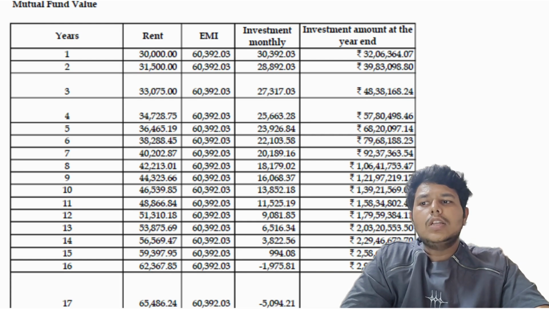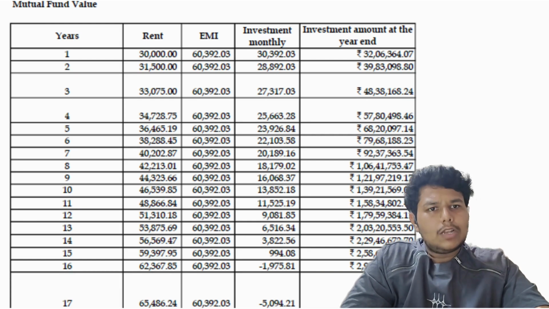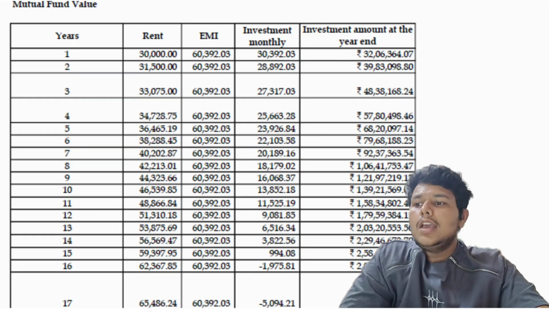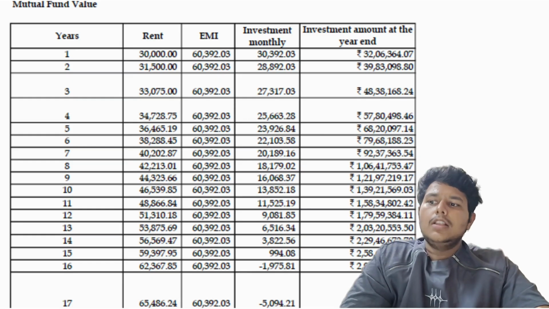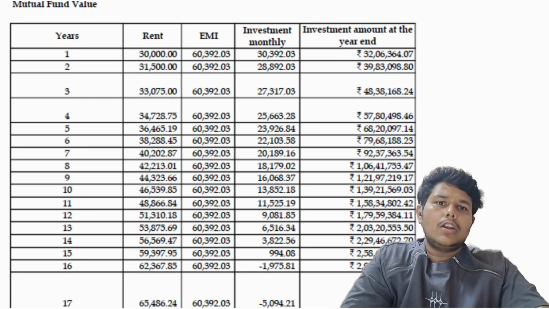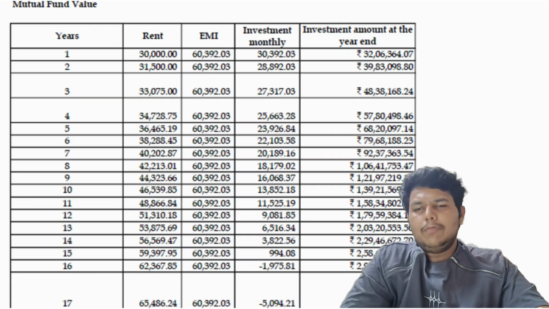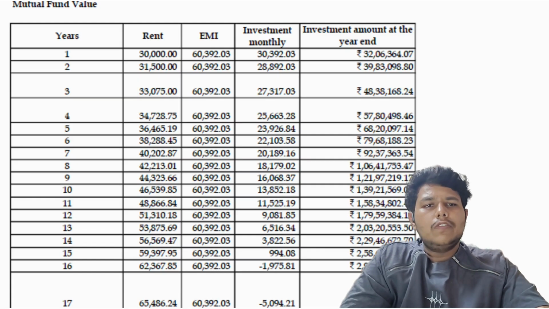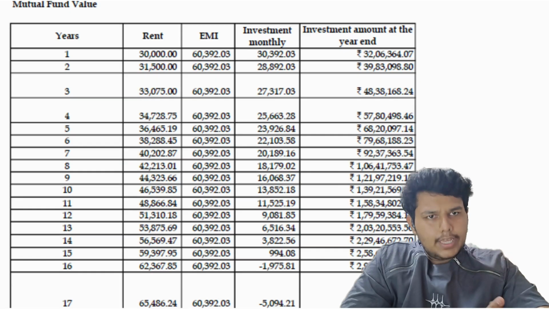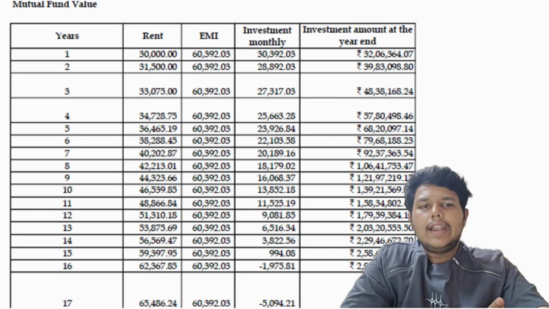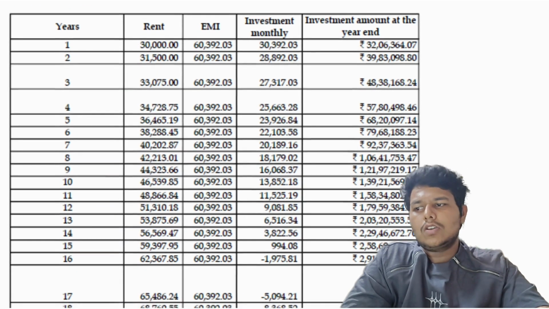Now that is how, and the J column is nothing but the calculation of it at that year's end, which means at the first year if you put that 30,392 into a mutual fund throughout the year, then you will get the amount of 32,06,000 at the end of that year. The same follows up with the second year, third year, fourth year. The values of investment monthly will decrease year by year because your rent is increasing but your EMI is constant.